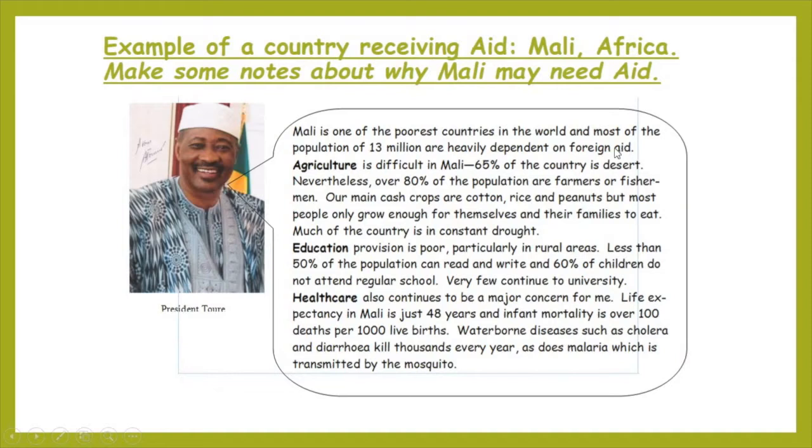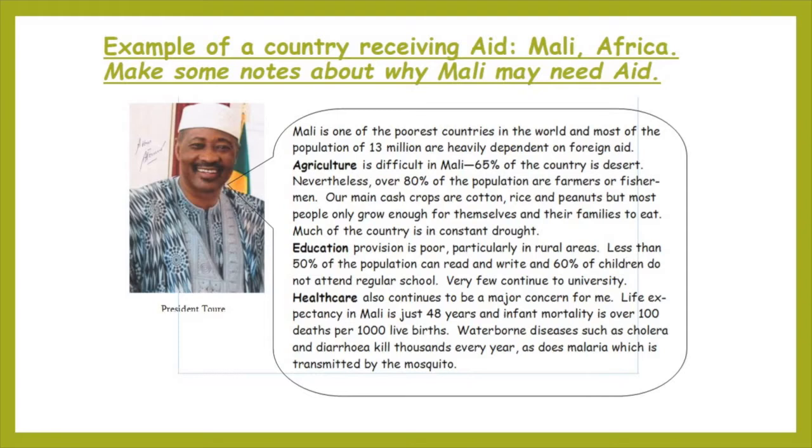And the reason they need so much aid is, number one, the majority of the population is employed in agriculture. So we're talking low literacy levels. Very few people can read and write. They rely on primary industry as their main form of income. However, 65% of Mali is desert. And yet 80% of the people in the country are farmers or fishermen.